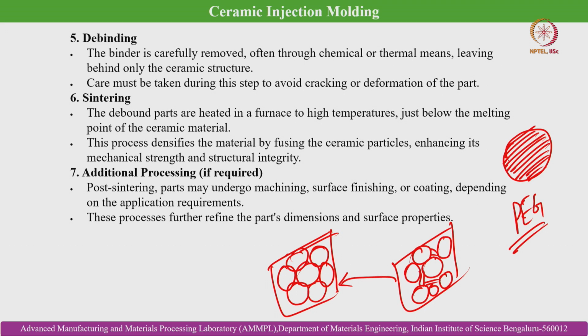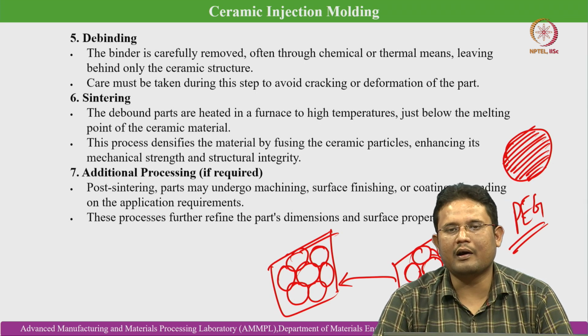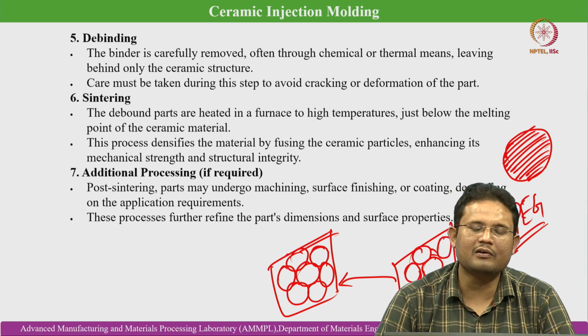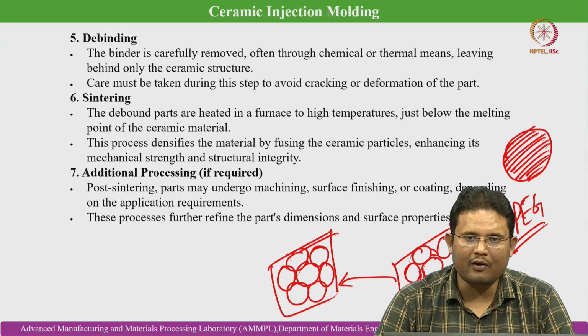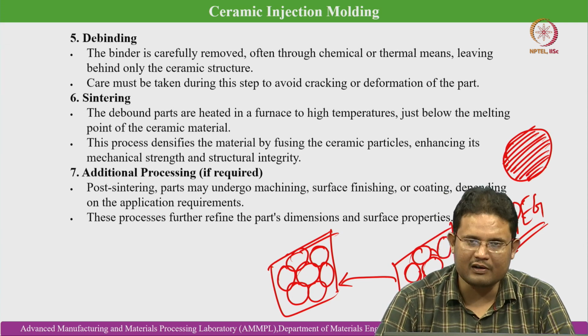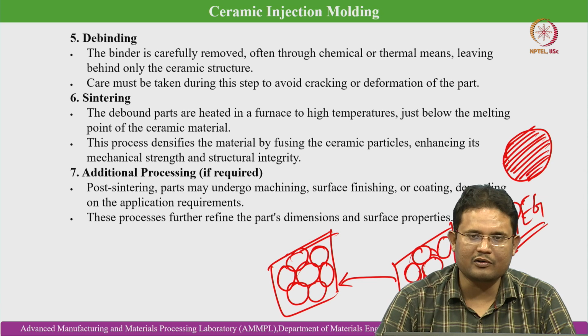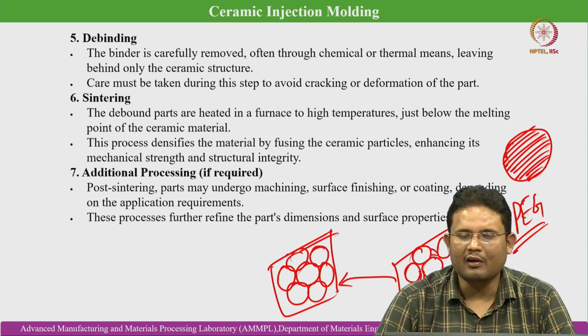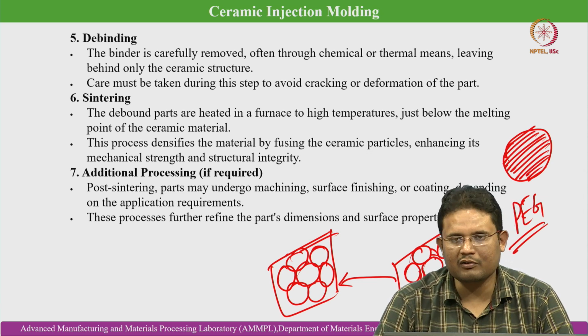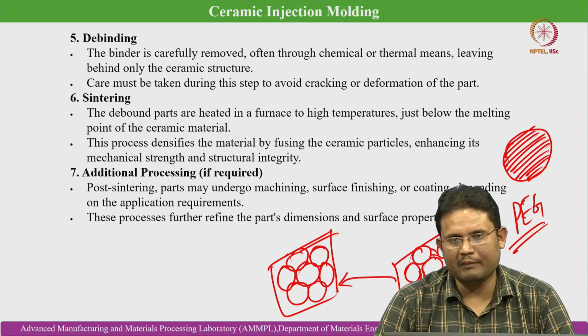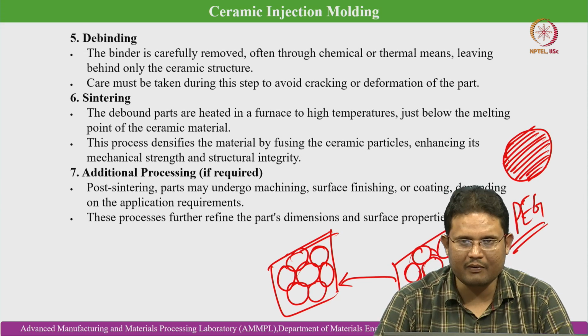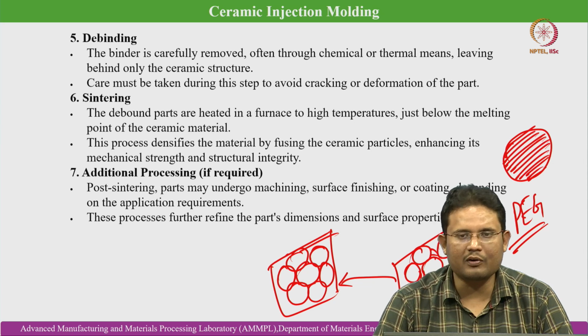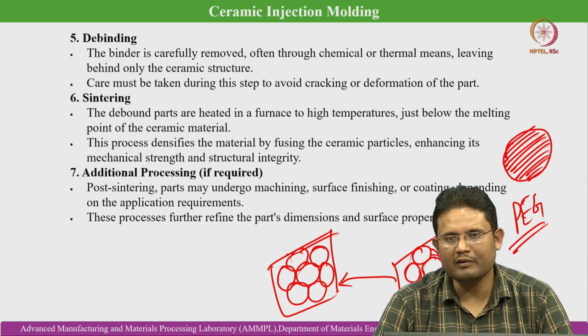Additional processing is needed only in cases where the goal is not met by net shape processing, and we need to do post finishing operations like machining, lapping or grinding. Those kinds of operations are needed to achieve the final part geometry. Only for those cases we talk about post finishing operations, but otherwise it is the sintering which serves as the last and final step for ceramic injection molding to achieve the desired component geometry.